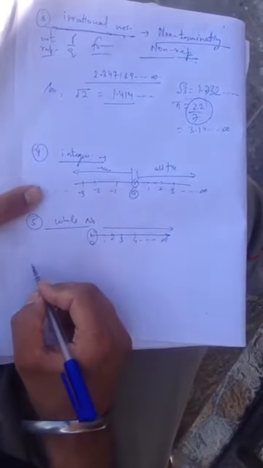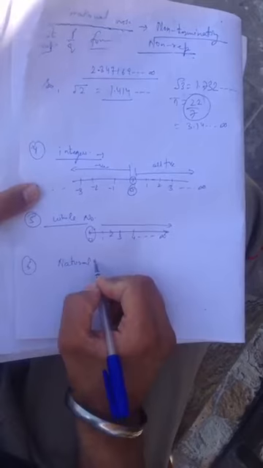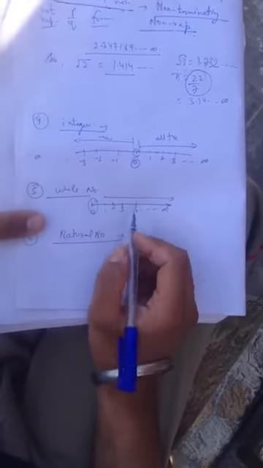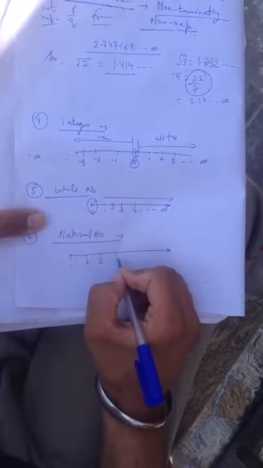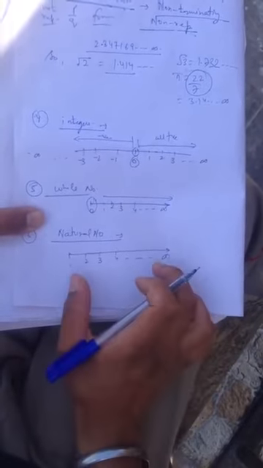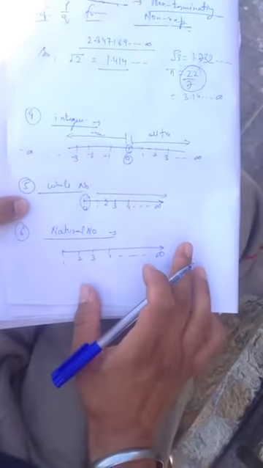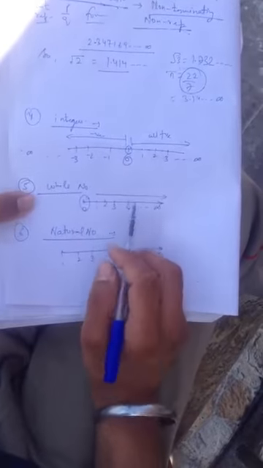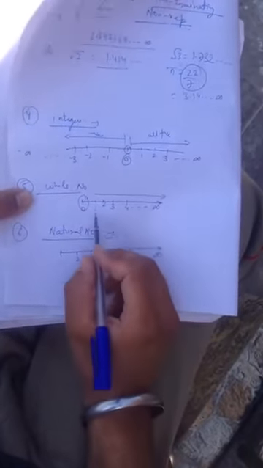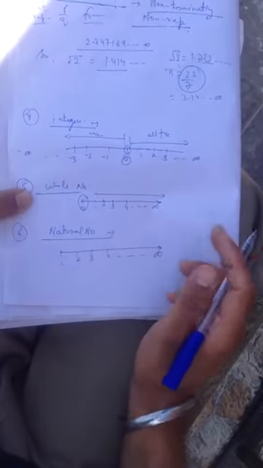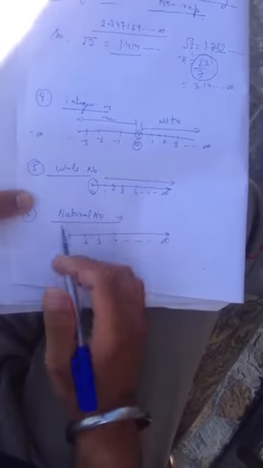Now we have natural numbers. Under whole numbers we have natural numbers. Natural numbers are all those numbers which start from 1 till infinity. These are subcategories of integers. Whole and natural are both subcategories of integers, so both are basically fixed numbers. Fixed numbers means 1, 2, 3, 4, all these fixed numbers.